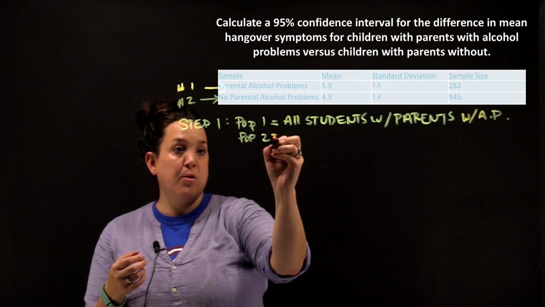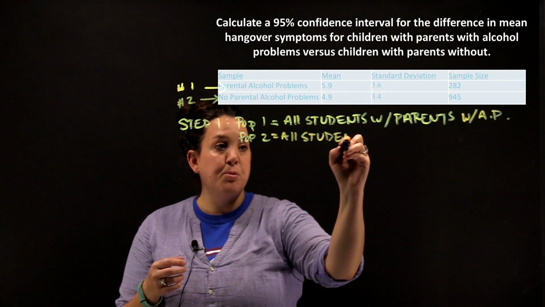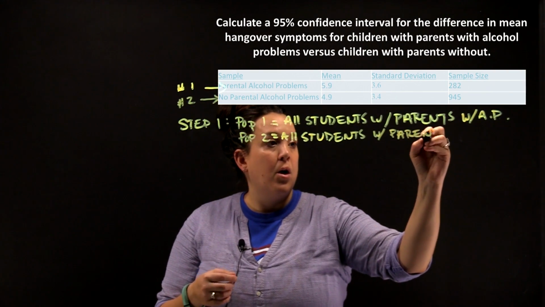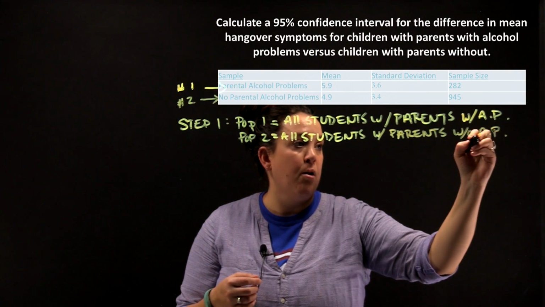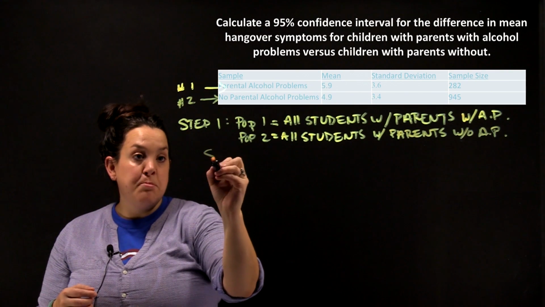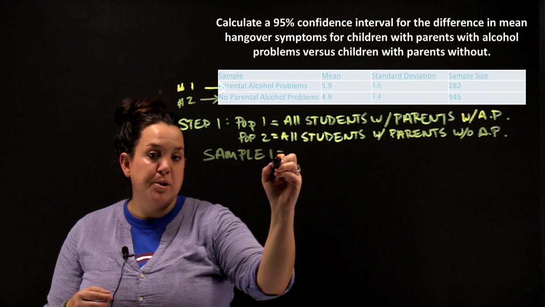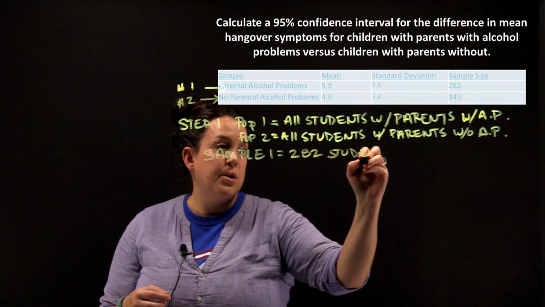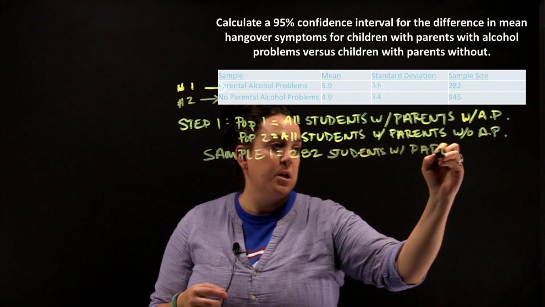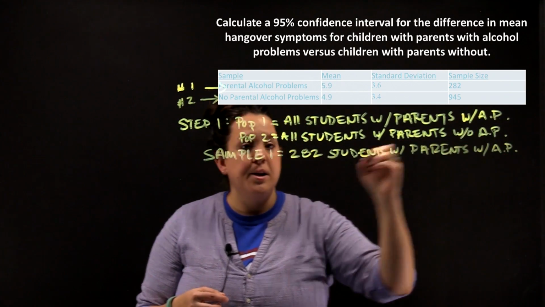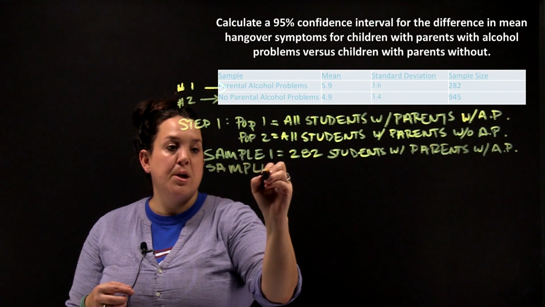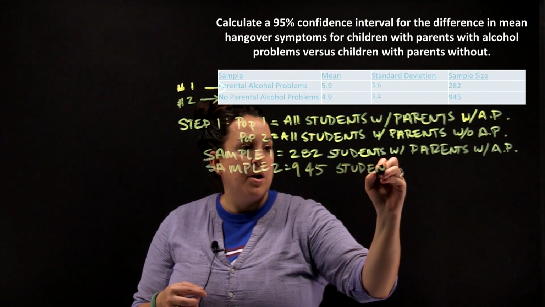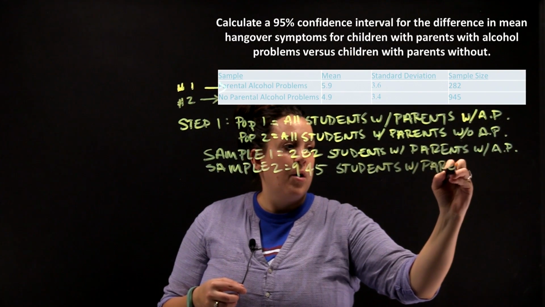And then my second group is going to be all students, and it will be the second population, or the one with the smaller sample mean. So this would be with parents without alcohol problems. Again, shortening alcohol problems to just AP. So then the samples are going to correspond. So my first sample is going to be the 282 students with parents with alcohol problems. And then the second sample is going to be the 945 students with parents without.